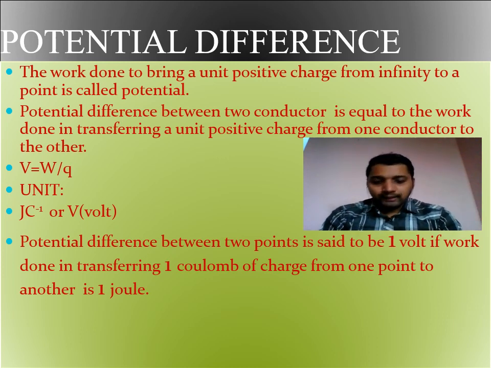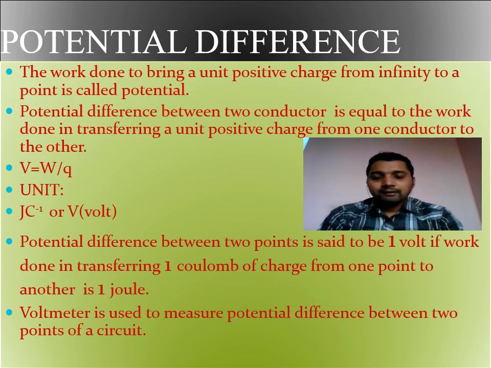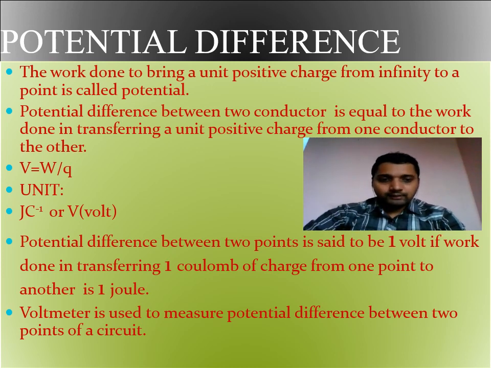1 joule. And this potential difference, or voltage, between any 2 points can be measured using a device called a voltmeter. A voltmeter is always connected in a circuit in parallel. Parallel and series are the two types of connection for any electrical appliance or for any resistors.